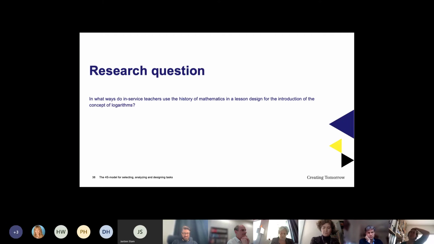So for this part, we had another focus for the research. And the question we were trying to answer is, in what ways do in-service teachers use history of mathematics in a lesson design for the introduction of the concept of logarithms?